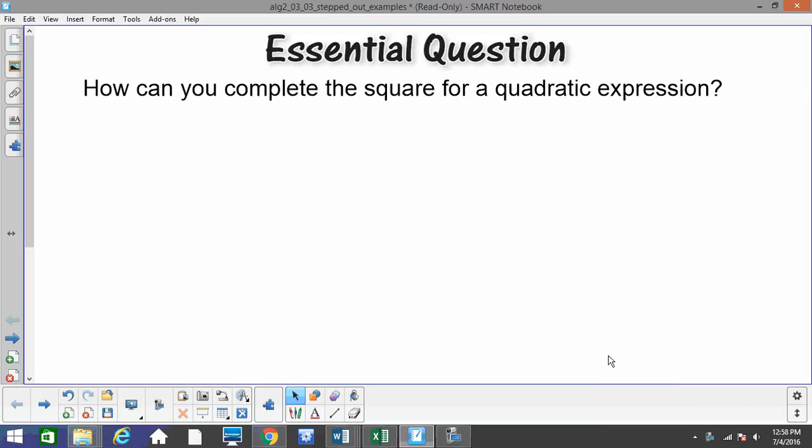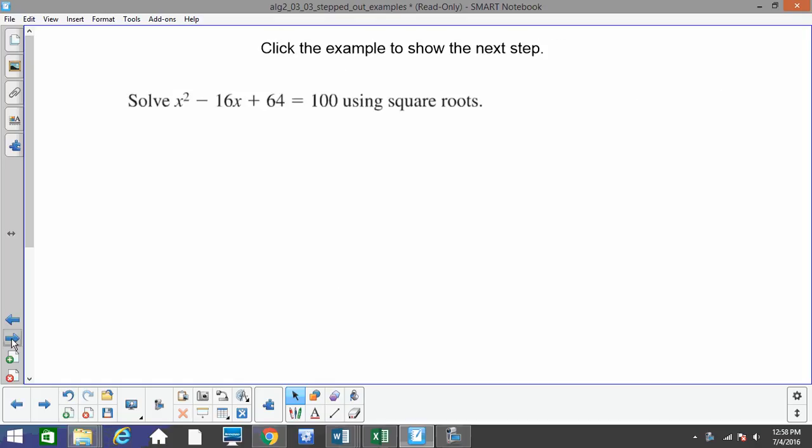All right, I'm sure you guys are asking yourselves, what are we going to be doing today in 3-3? Well, we're going to be solving quadratics by completing the square. So let's just start by solving this one: x squared minus 16x plus 64 equals 100. And we're going to solve this one using square roots.